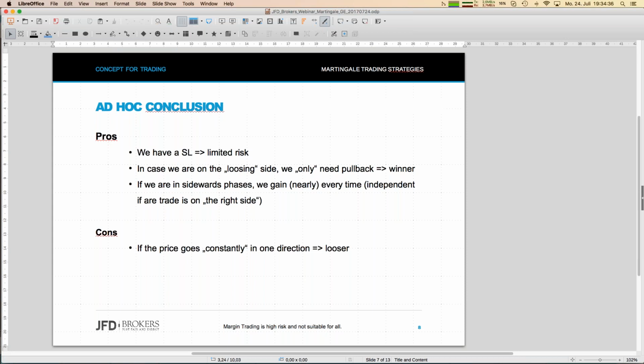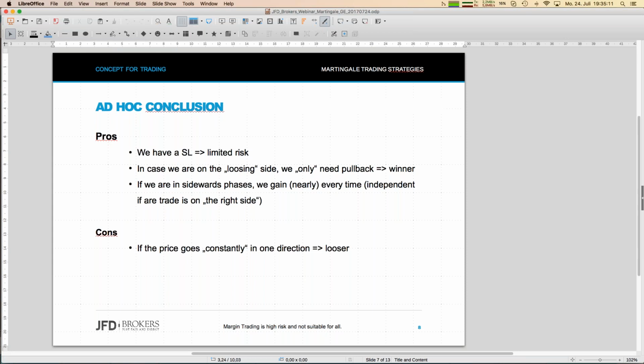In case we are on the losing side, so we open our trade, let's say, in the wrong direction, as in my DAX example, we open a long trade and DAX goes down. What we only need is a pullback, and then we can already turn the trade into a winner trade. That's good. But now think a little bit about what you have seen in thousands of charts in your life, maybe on a daily basis.